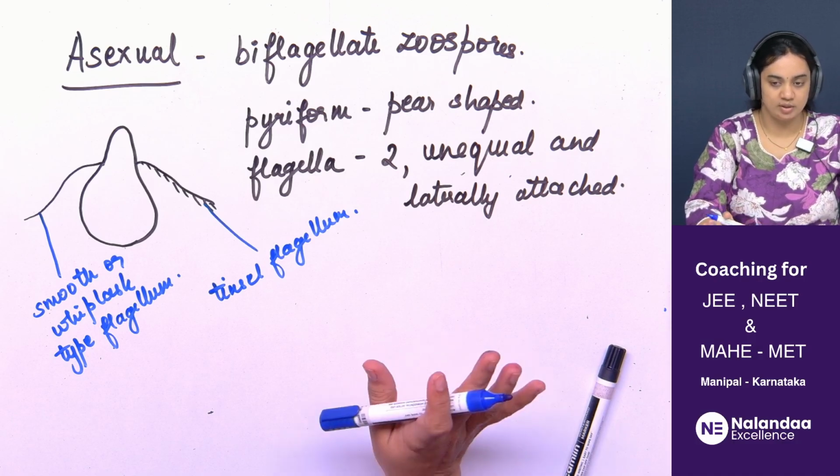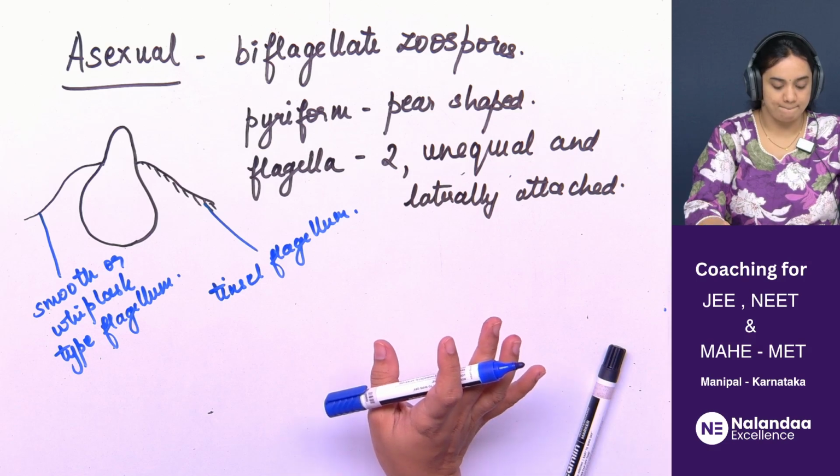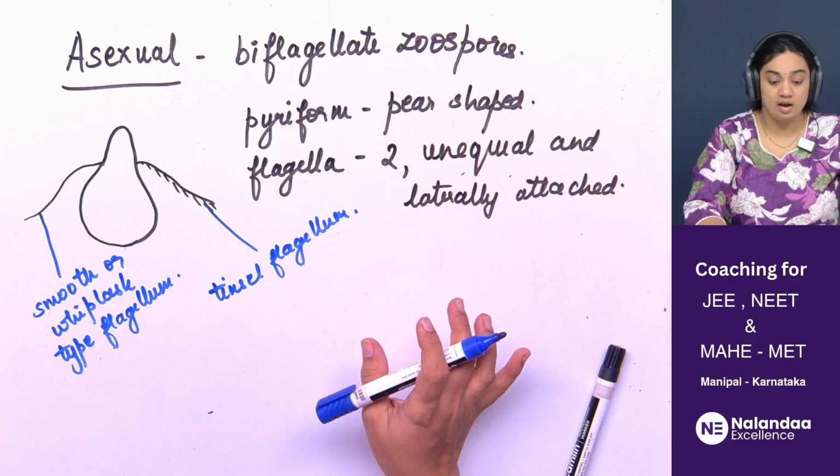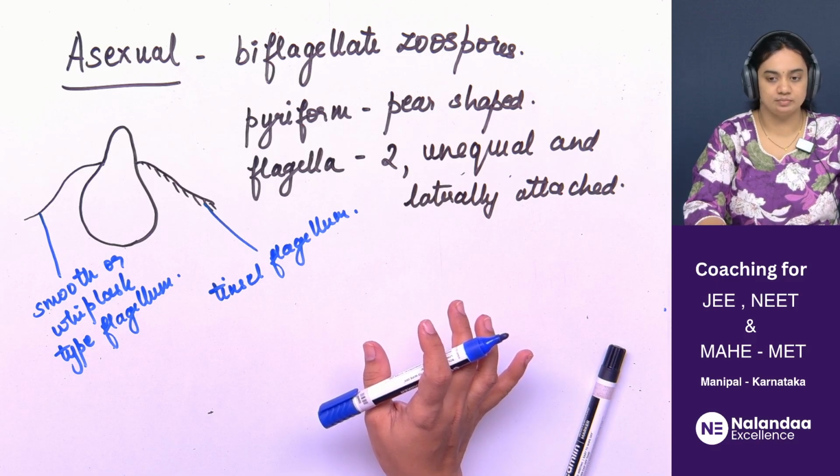Is it clear? Teacher, does it have a vegetative form of reproduction? Fragmentation. Okay. Fragmentation.